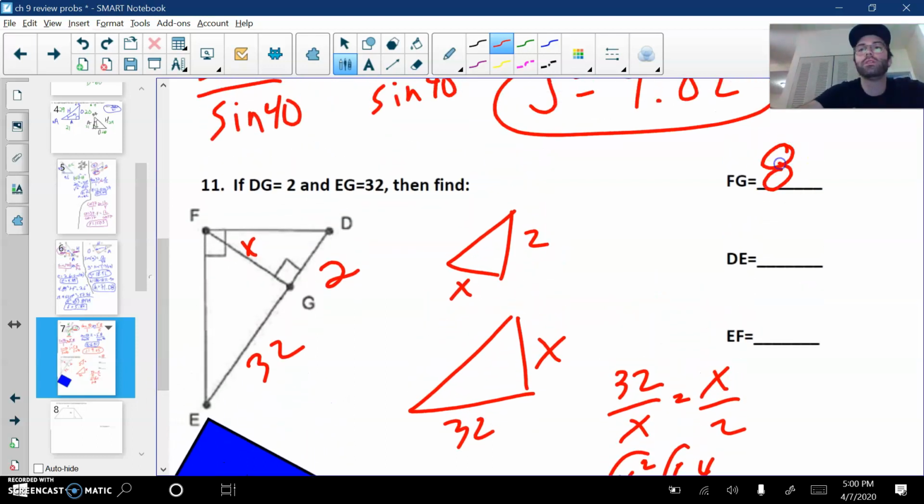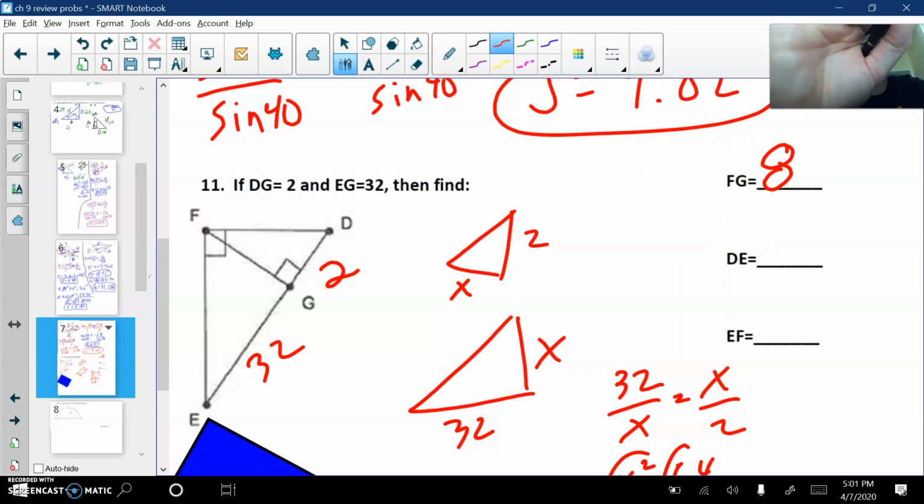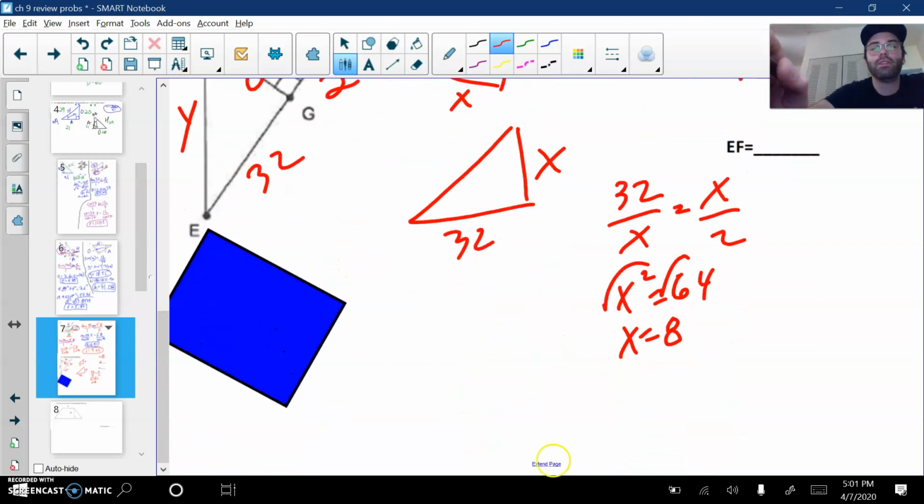Look at the order that it appears. It wants you to find FG first, then DE, and then the other one. It's supposed to say DF. Shoot. I'm going to find DF, EF, Y, and Z. So I'm going to find DF first. Okay, if I look here, I have 8 and 2 and Z, so I can do the Pythagorean theorem.